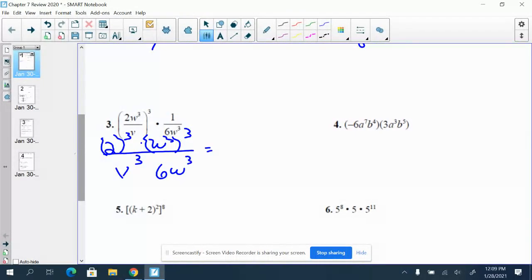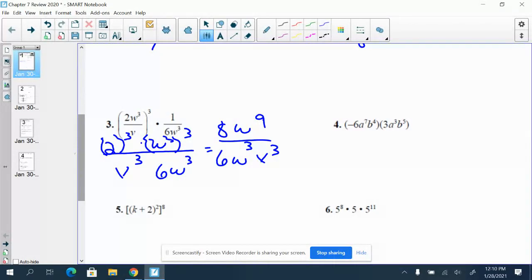So here you want to simplify everything. You take 2 to the 3rd power, which gives you 8. Then the 3rd power of w to the 3rd, you multiply the exponents, which gives you w to the 9th. At the bottom here, you have 6, w to the 3rd, v to the 3rd.